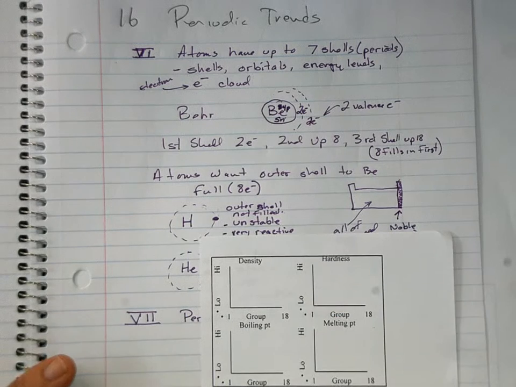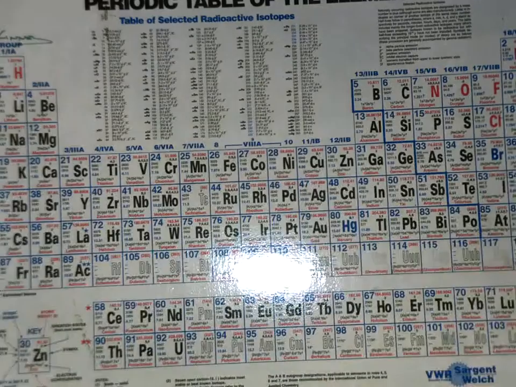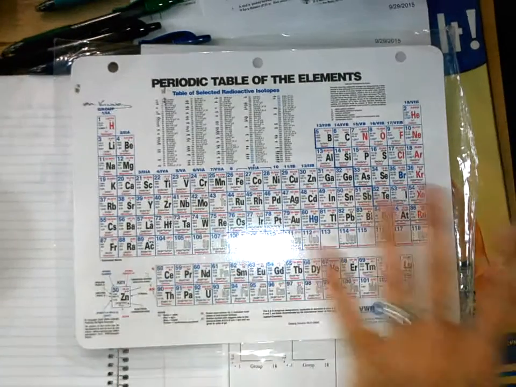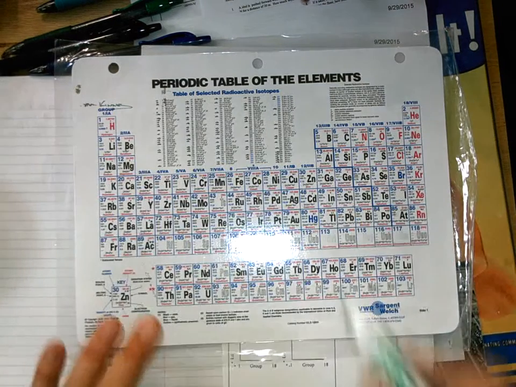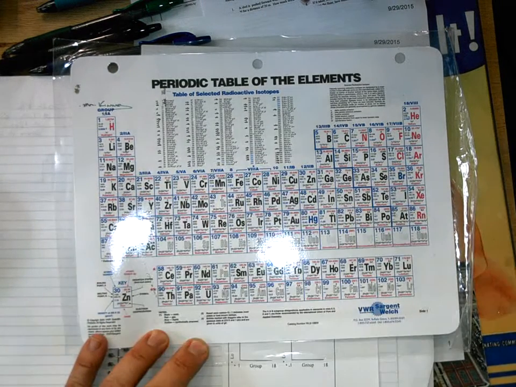So, for density, as you look at the periodic table, what tends to happen is the elements in the middle are very dense, and the elements on the side are very low density.